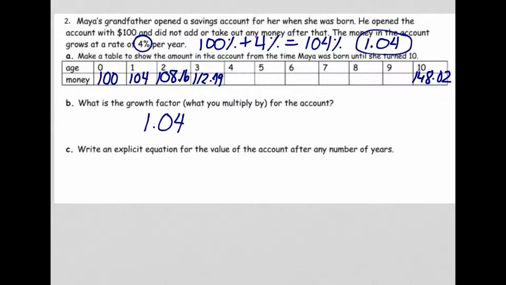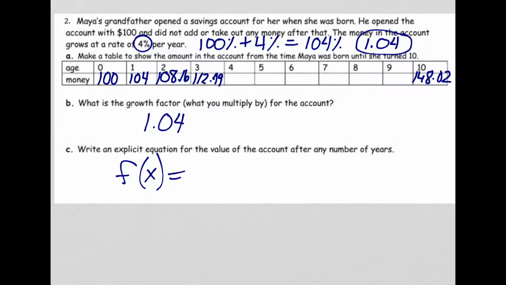But I wonder what would happen if you left that money in there for maybe like 25 years until she got out of college. Maybe she'd have enough to buy a car or something. I wonder how we could figure that out. Well, let's write an explicit equation. And maybe we could use that to figure it out.